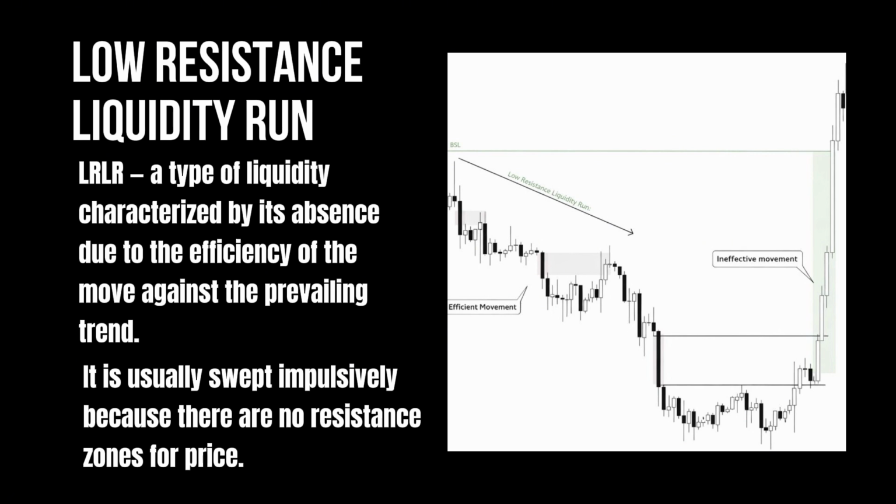Why? Because this zone has no resistance. And why does it not have resistance? Due to the effective movement. That is, there is no longer any ineffectiveness here. No FVG, no volume imbalances, and so on. That is, this movement is effective.